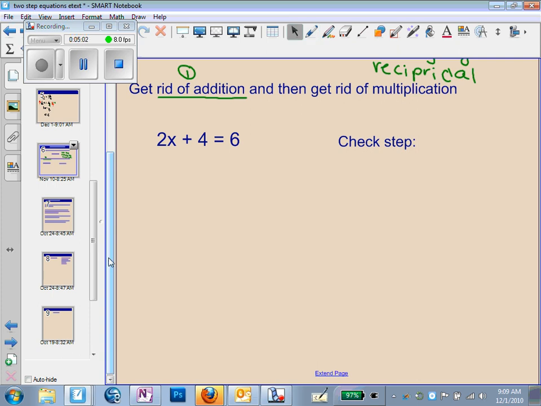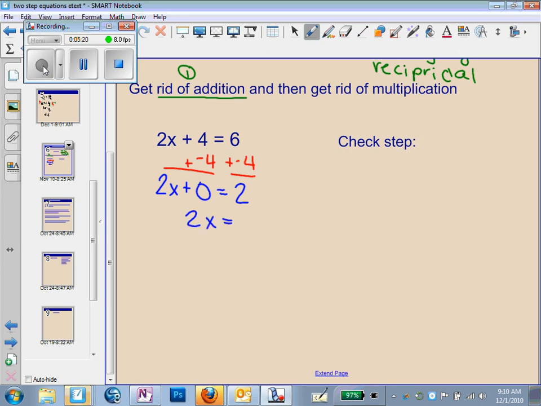So the first thing I'm going to do is get rid of any addition. We're going to add negative 4 to both sides in order to get rid of the addition. So we end up with 2x plus 0 equals 2, and 2x plus 0 is 2x. So now our addition has completely gone away.